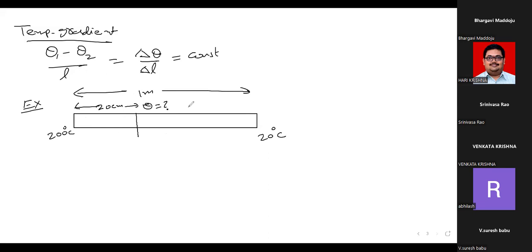Actually, the main thing here is that the temperature gradient is constant. According to this concept, in the steady state the temperature gradient is constant. Now the temperature gradient, delta theta by delta L, is the temperature difference, 200 minus 20, divided by the length, which is 1 meter.